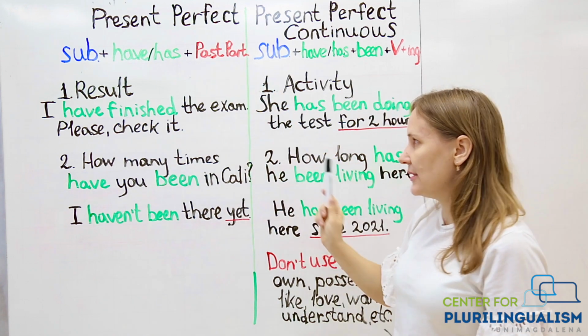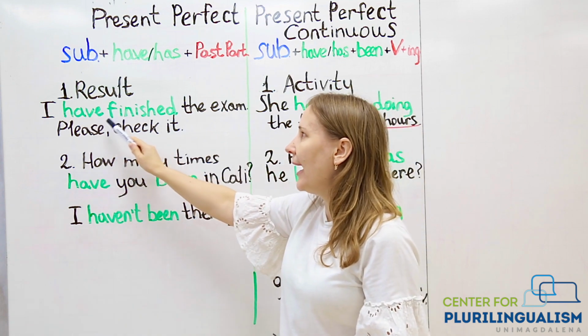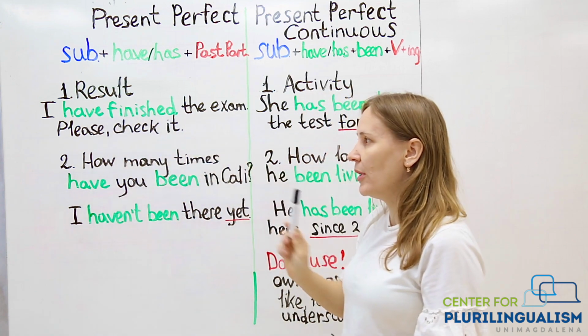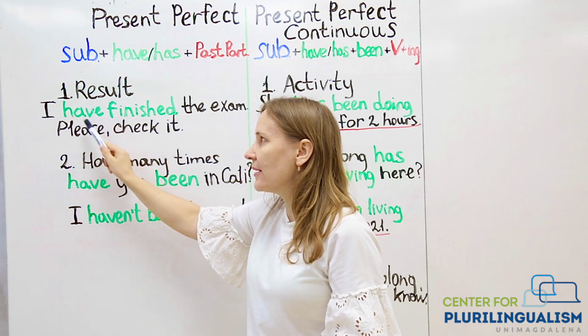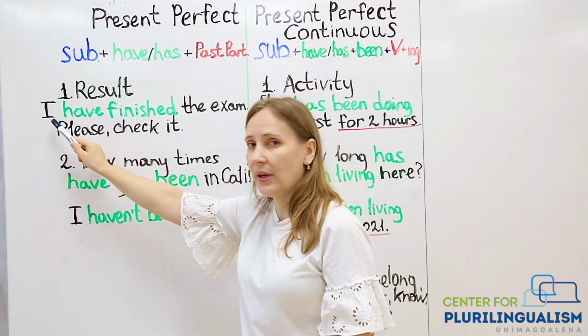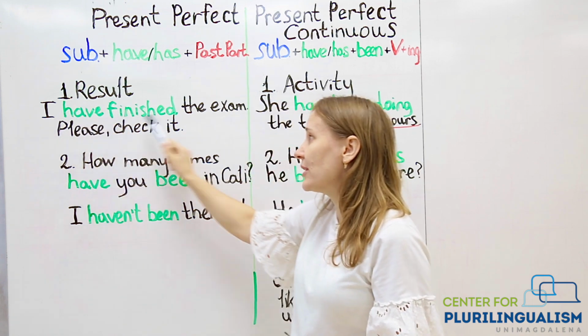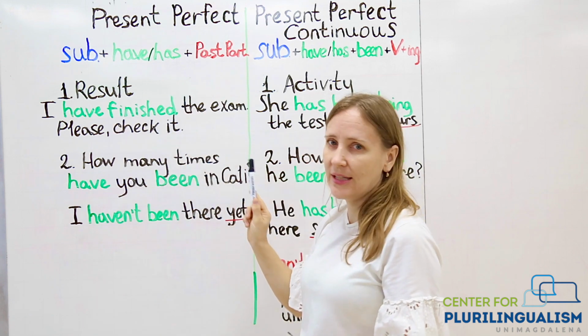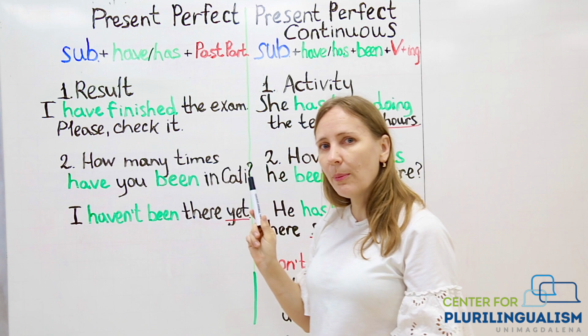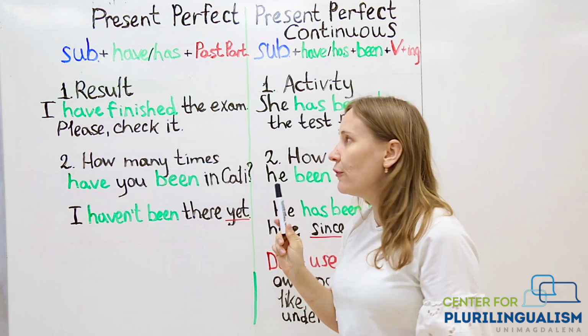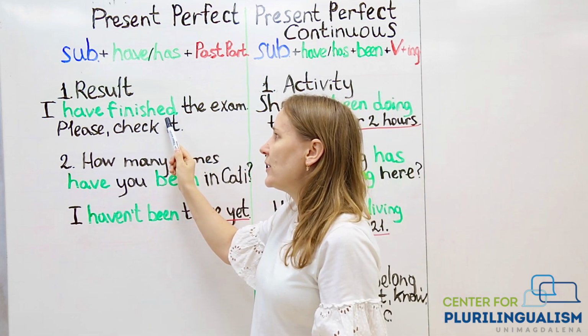Let's look at one example. I have finished the exam. So we start with the subject I, then we use an auxiliary verb have with the pronoun I, and finished is past participle of the verb finish. Remember, all past participle forms for regular verbs will finish with ed.